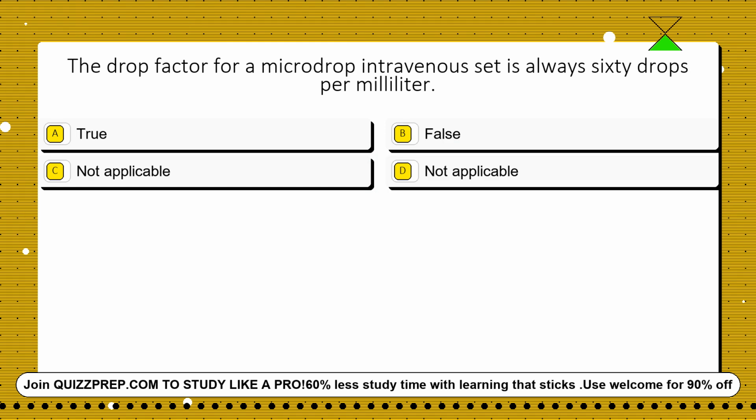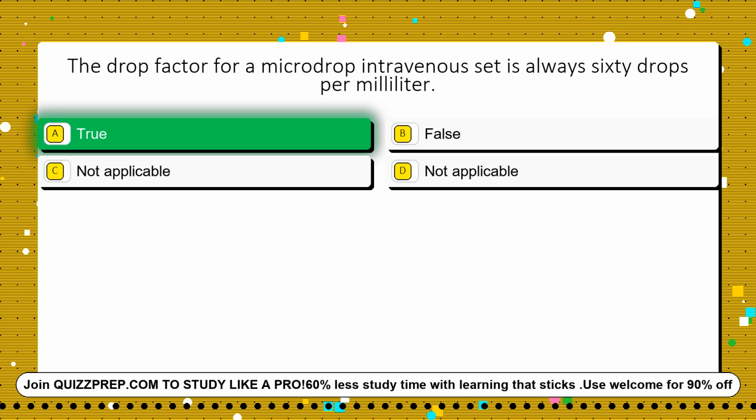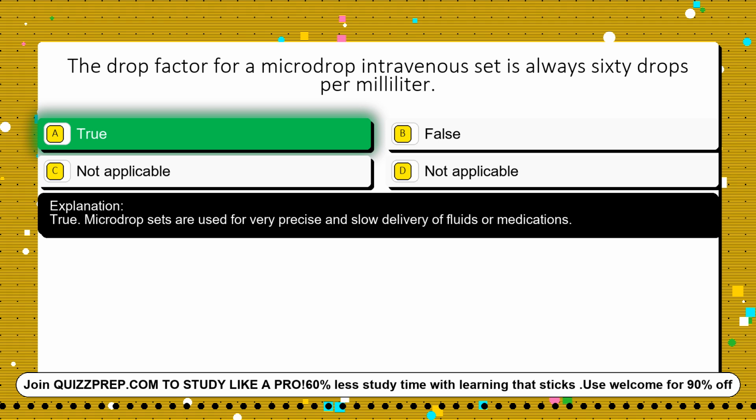Question 60. The drop factor for a microdrop intravenous set is always 60 drops per milliliter. Option A, true. Option B, false. Option C, not applicable. Option D, not applicable. The correct answer is option A, true. Microdrop sets are used for very precise and slow delivery of fluids or medications.